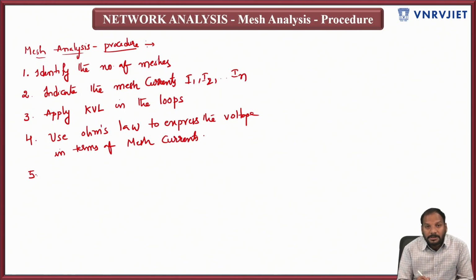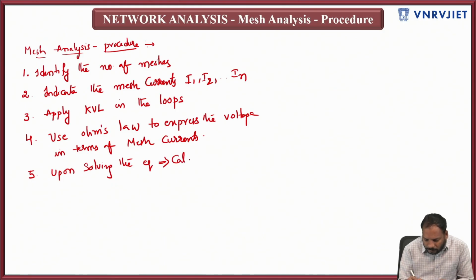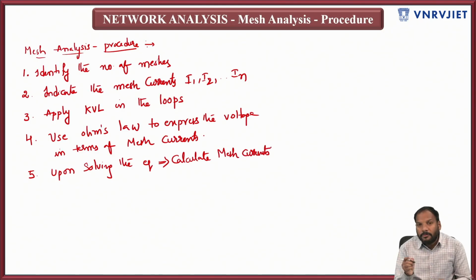Once you get the mesh current equations, upon solving the equations, finally calculate the mesh currents. There you finally calculated the nodal voltages; here you finally calculate the mesh currents. Once you get the mesh currents, it is very easy, and you can calculate any unknown parameter in the network.